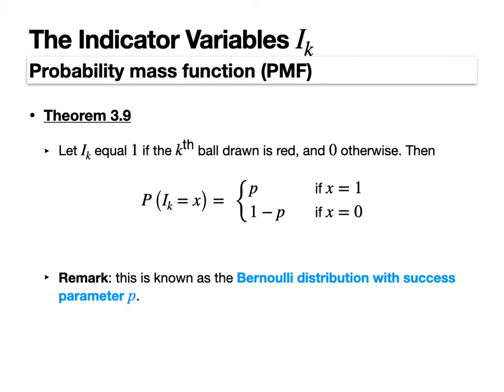These indicators are known in the probability literature as Bernoulli random variables, and the distribution that you see here is called the Bernoulli distribution with success parameter P. It's basically one of the simplest distributions you can think of, right? It has possible values 0 and 1. The probability of a 1 is this number P, and the probability of a 0 is, of course, 1 minus P.